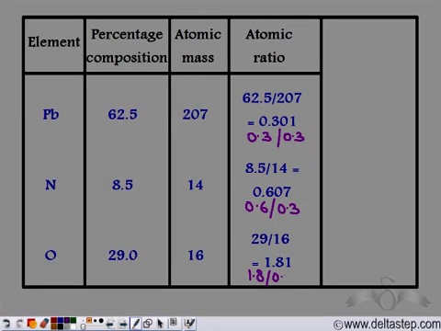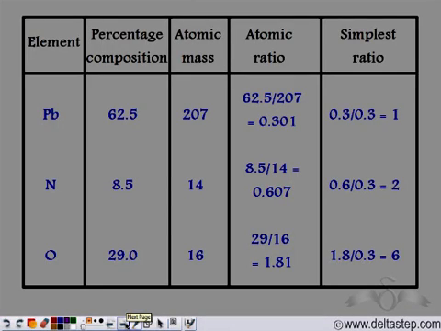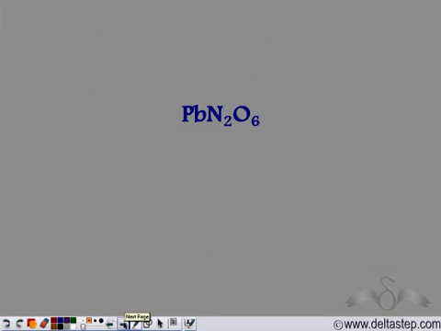So when we do this, we get the simplest whole number ratios of the three elements. For lead, we get 1. For nitrogen, we get 2. And for oxygen, we get 6. So these are the ratios in which the three elements lead, nitrogen and oxygen are present in the compound. From this simplest whole number ratio, we can get the empirical formula. So we get the empirical formula to be PbN2O6. Since we have not written anything as the subscript here, it shows that the number is 1. So this is the empirical formula of the compound.